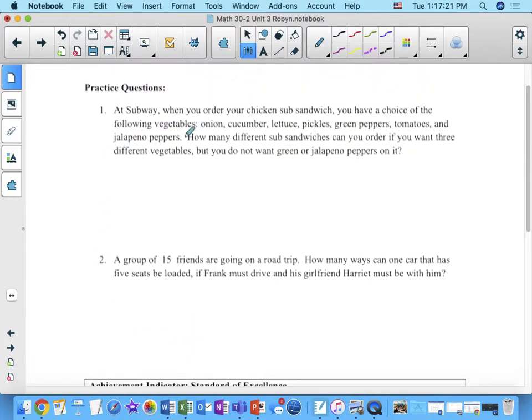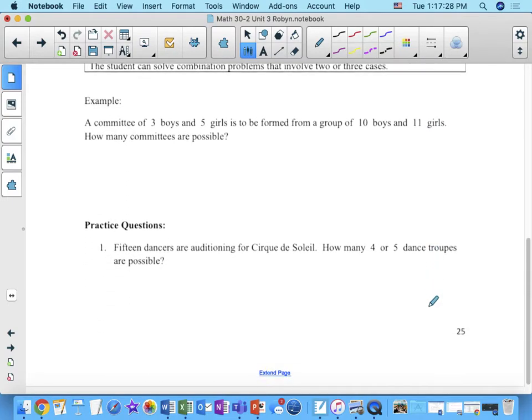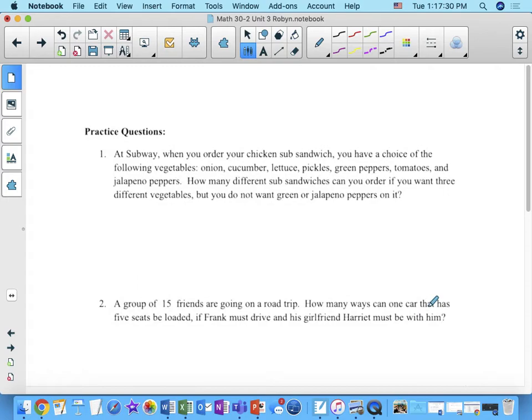Okay, so I want you guys to try these 2. And then we're going to get into situations where we have cases, or perhaps we have things like multiple restrictions, that sort of thing.